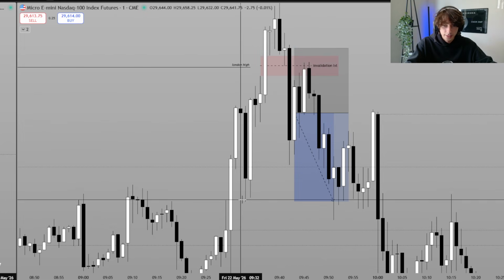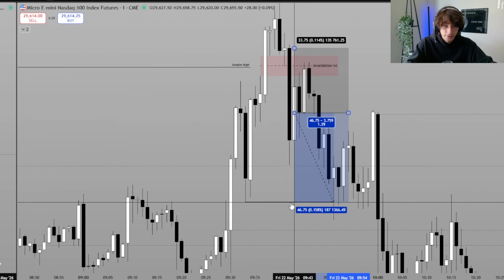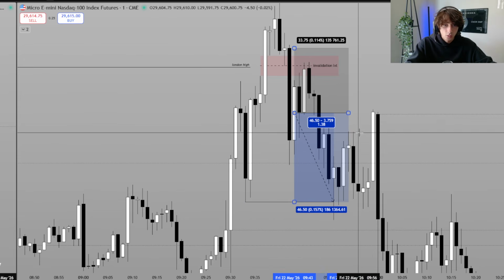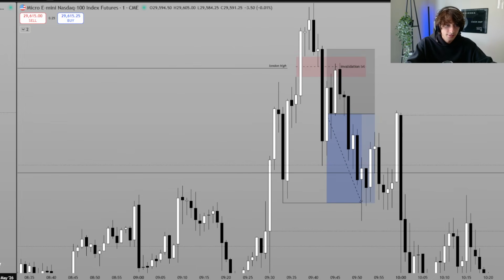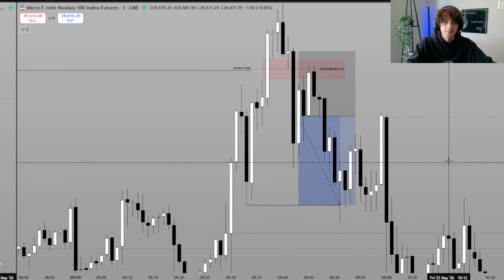But it still ended up working out. And then I targeted this draw on liquidity right here, giving me a 1 to 1.38 RR at 46 points. Yeah. So beautiful, very simple.